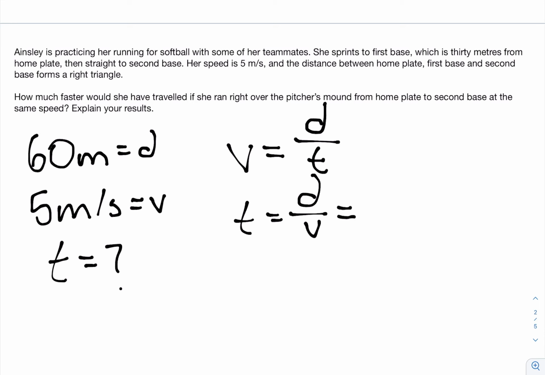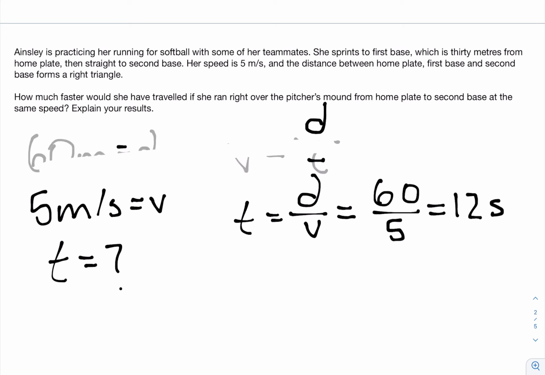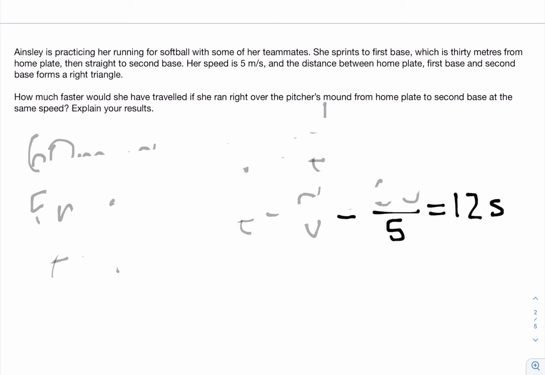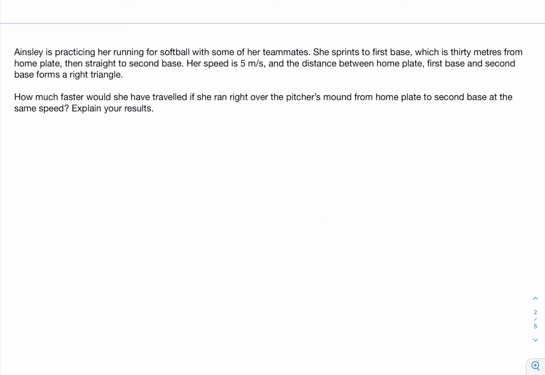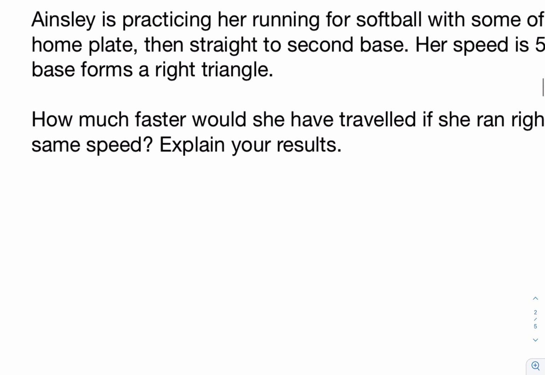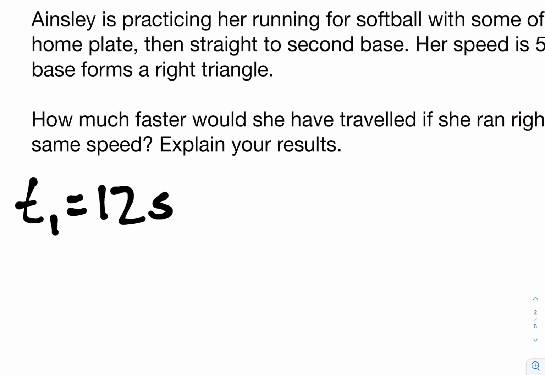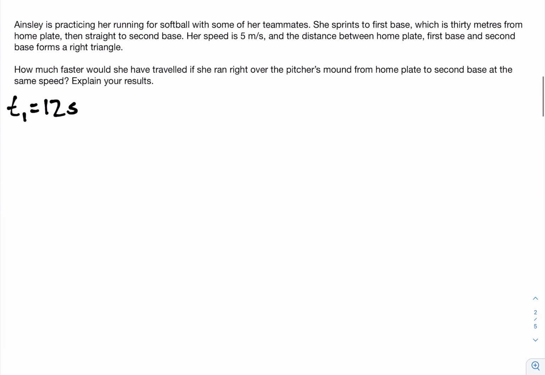So the distance is 60 meters, and the velocity, or the speed, is 5 meters per second. 60 over 5 is 12, and remember, in this case, our time is going to be in seconds, so 12 seconds. So the way she's running right now, it's going to take her 12 seconds to get from home to second base. So I'll write here in the top left, T1 equals 12 seconds. So that's just the first time that we counted.